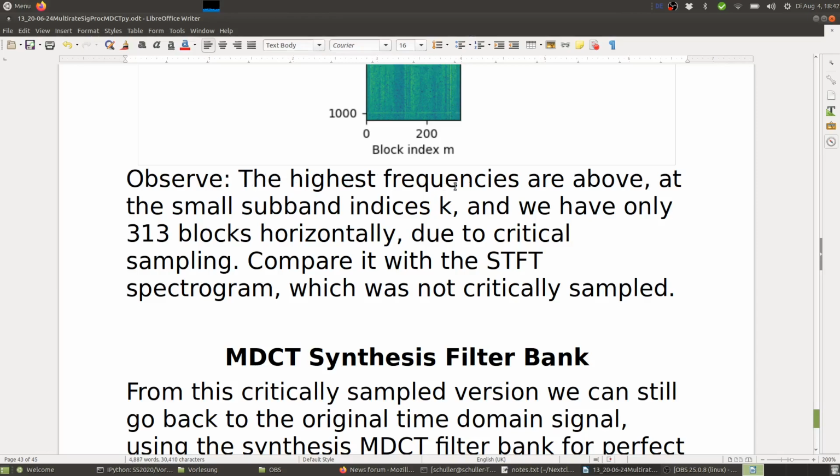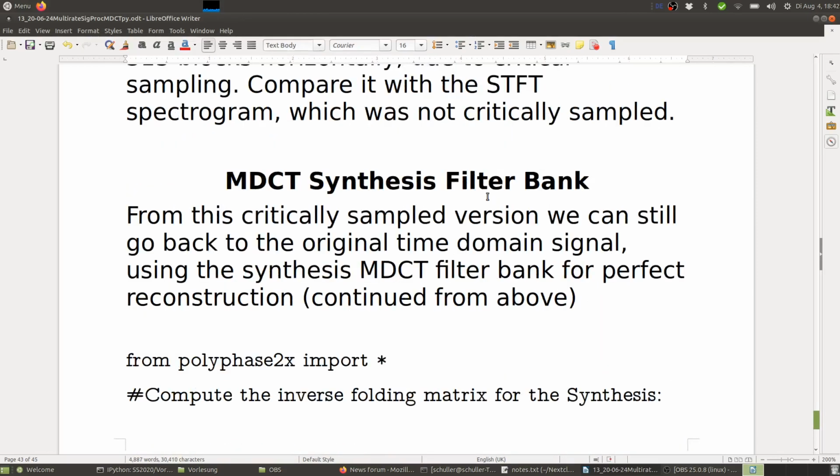Here the highest frequencies are at the small subband indices K, and we have only 313 blocks horizontally due to critical sampling. Compared with the STFT spectrogram, which was not critically sampled, in that case we had many more time indices. Now we can do the MDCT synthesis filter bank. From this critically sampled version, we can still go back to the original time domain signal using the synthesis MDCT filter bank for perfect reconstruction.